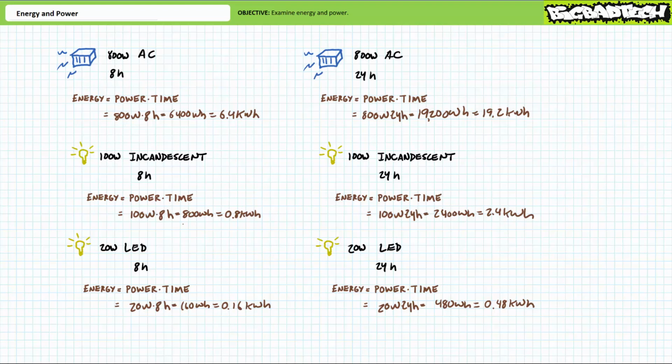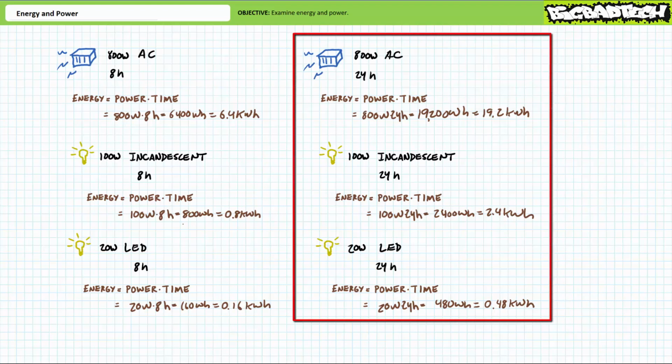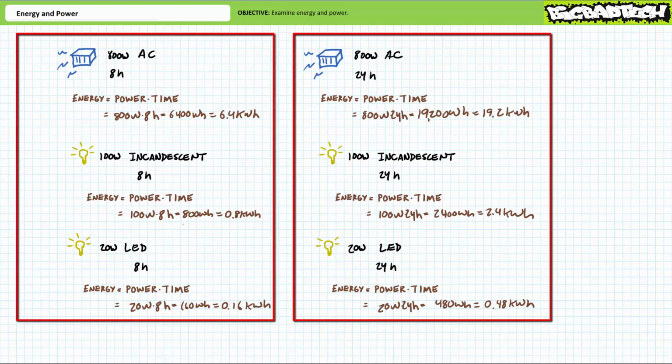Additionally, compare and contrast the usage patterns. Any appliance, regardless of type, used for 24 hours a day necessitates more energy than an identical device used for only 8 hours a day. It makes sense. Same power, more time, necessitates more energy.